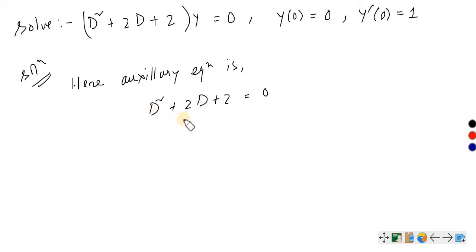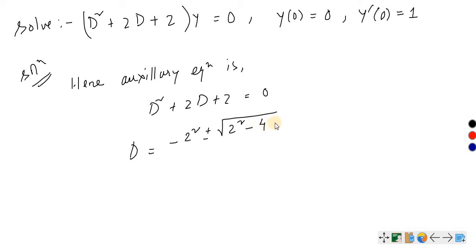Now since it is a quadratic equation, I will solve it in accordance with the quadratic formula. We know that the solution of a quadratic equation is given as D equals minus b plus minus root over b square minus 4ac, all over 2a. What is b here? This is the b, so it is minus 2 plus minus root over 2 square minus 4ac.